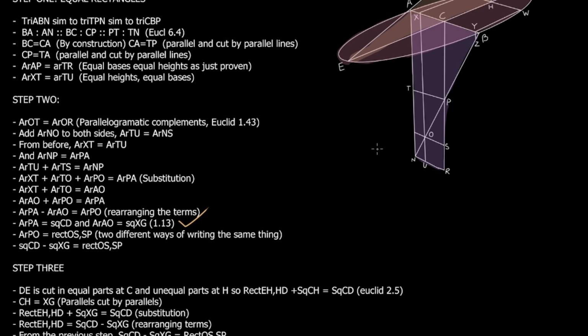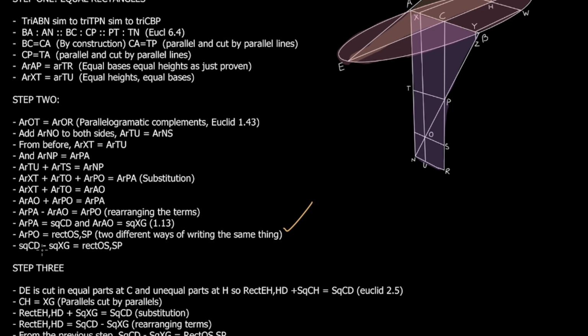And then area PO is equal to rectangle OS SP. That's just from saying that you could write this as area PO, or you could just write PS times OS, base times height. It's the same thing.